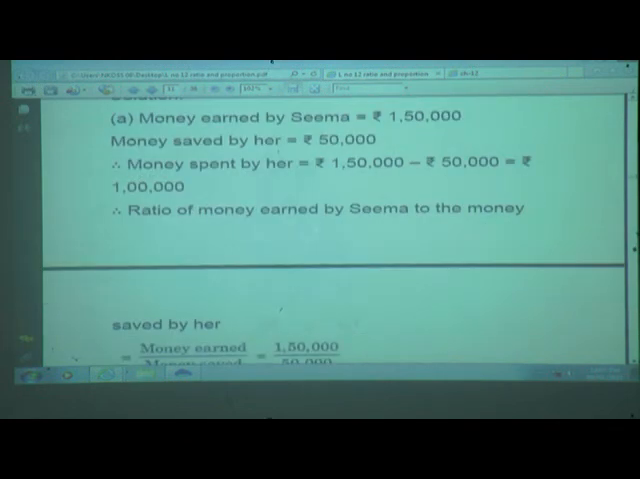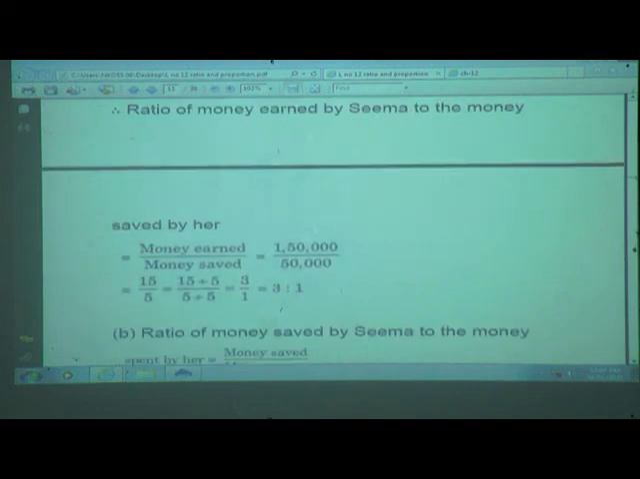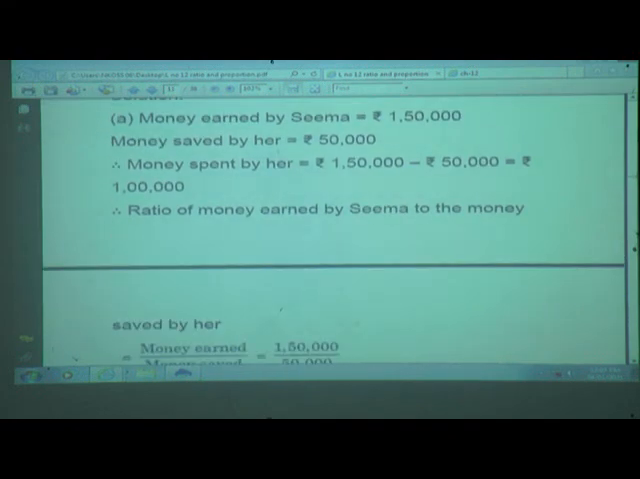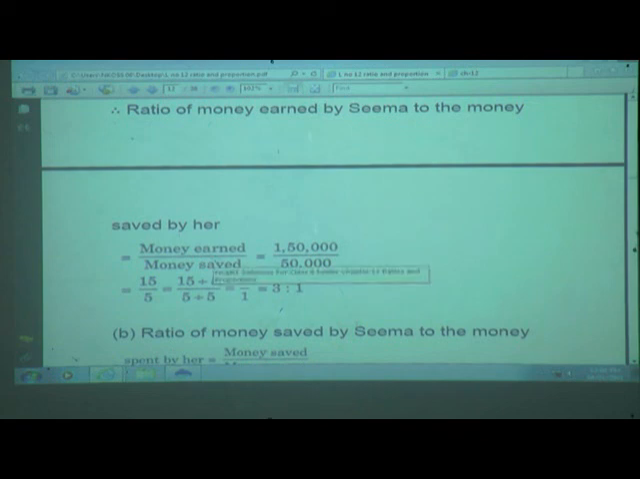Next, money earned by Seema is 1,50,000, saved is 50,000. So we have seen spent by her is rupees 1 lakh. Now we need to find the ratio of money earned by Seema to the money saved by her. So to find this, we need to do here division. Money earned 1,50,000, money saved 50,000. So 15, 4 zeros will get cut. We got 15 upon 5. So the ratio is 3:1.